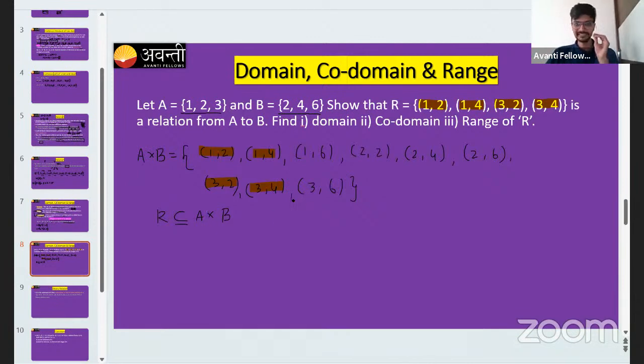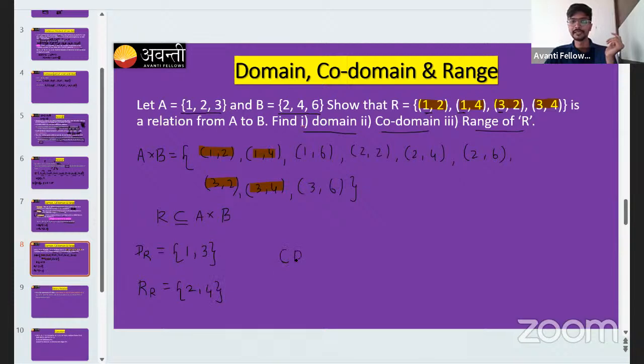Now here comes the interesting part: we have to find the domain, codomain, and range. The domain of R, D_R, is the set of all elements from R which come first. Which elements come first? 1, 1, 3, 3. So the domain of R is 1 and 3. What will be the range of R? The range of R will be the second elements 2, 4, 2, 4, meaning 2 and 4.